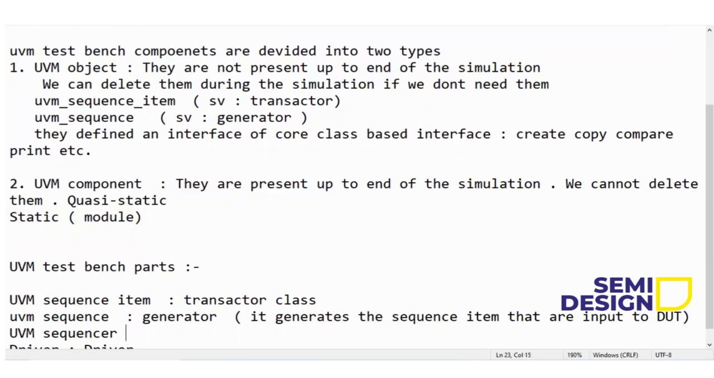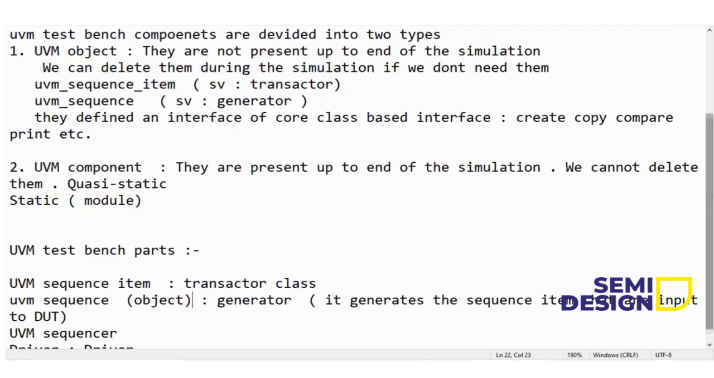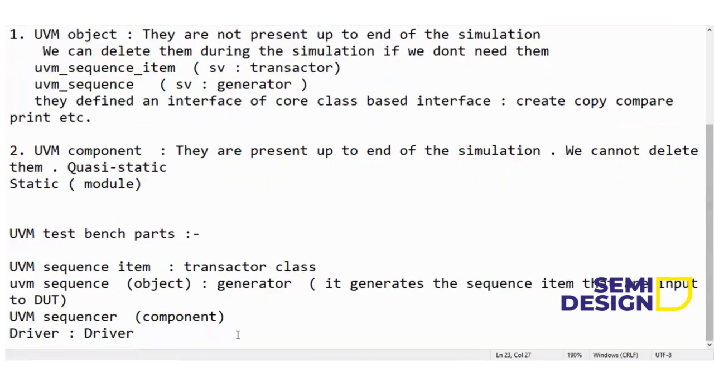UVM sequencer, it is a component. UVM sequence, it is an object. Here I am writing the object. And UVM sequencer, it is a component. People get confused between UVM sequence and sequencer. So UVM sequencer is a component. What is the use of it? You can say it helps in the handshaking mechanism.